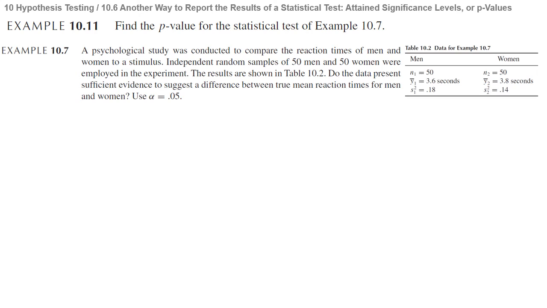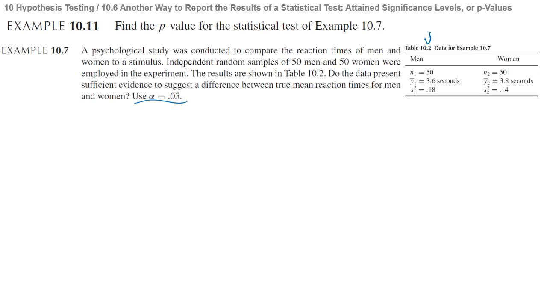A psychological study was conducted to compare the reaction times of men and women to a stimulus. Independent random samples of 50 men and 50 women were employed in this experiment, and the results are shown in table 10.2. Do the data present sufficient evidence to suggest a difference between the true mean reaction time for men and women? Use alpha equals 0.05.